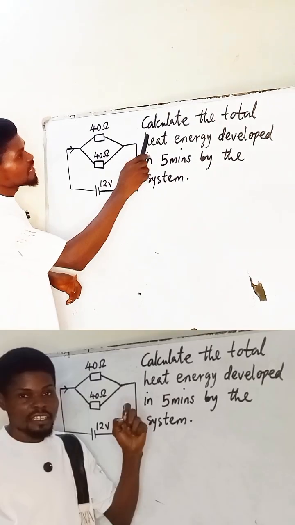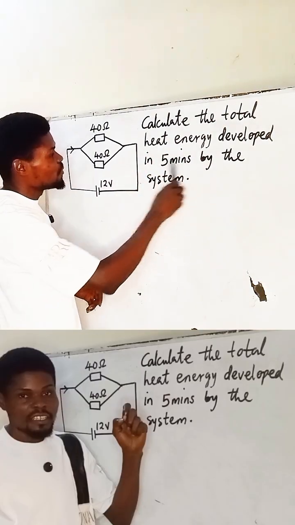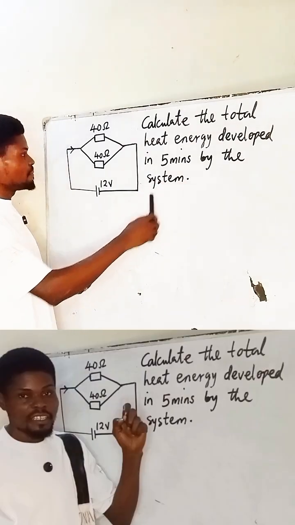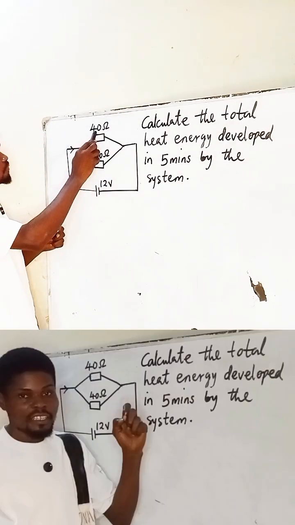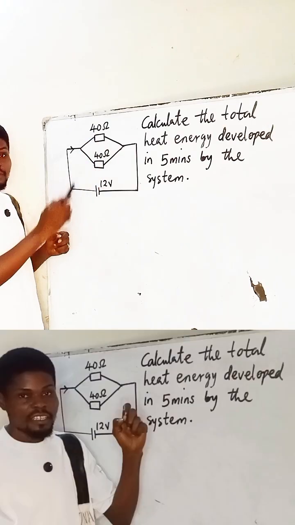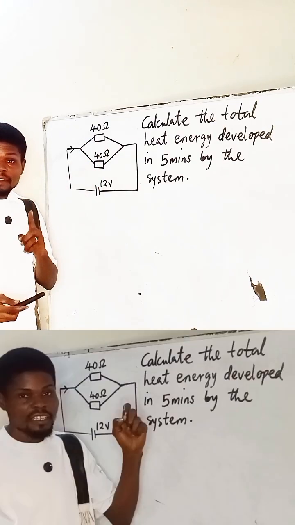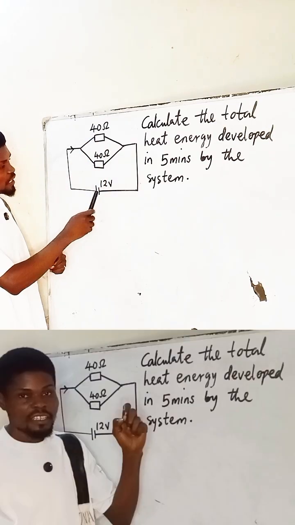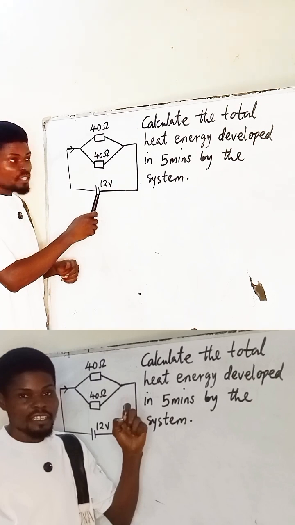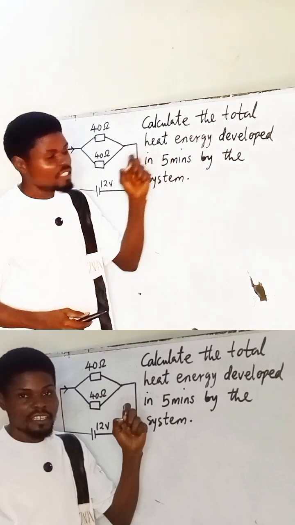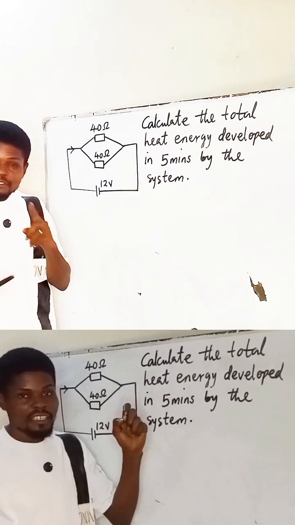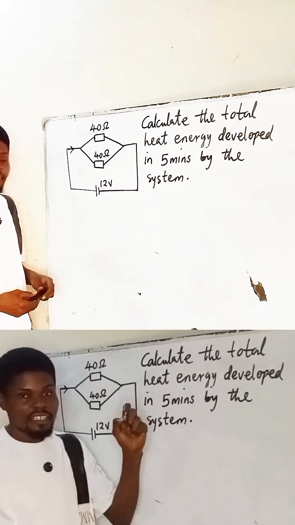Okay, the question says calculate the total heat energy developed in 5 minutes by the system. Look at the system they are referring to. From this system, you have a 40 ohm resistor and a 40 ohm resistor, two of them connected in parallel, then connected to a voltage source of 12 volts. So here, what we want to find is the total energy. So you ask yourself, what's the formula for finding the total energy?